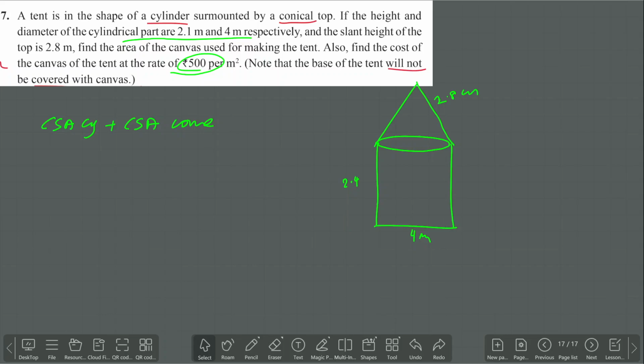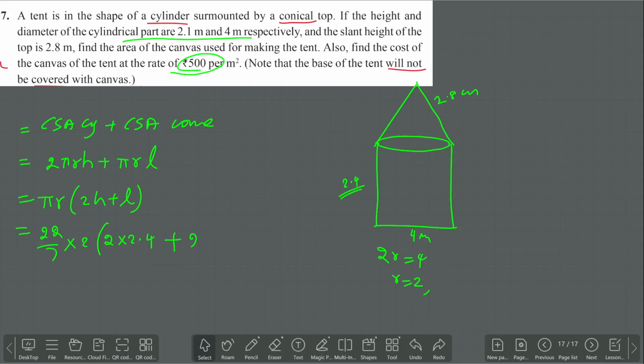So CSA. That's it. Here we use the 2 pi r h formula, and this will be pi r square, pi r l. Take the common thing, pi r, then 2h plus l. Pi value nothing is set, then 22 by 7. The r value: diameter is given as 4, then r equals 2. For the cylinder h value is given as 2.4, l value is given. So r value 2, 2 into h value 2.4 plus l value 2.8.